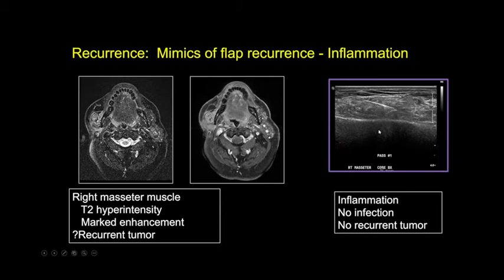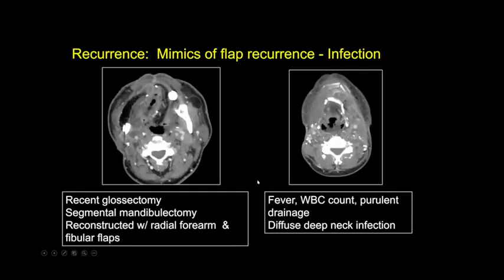It's so easy for us to prove it is or isn't. It's very superficial. Use some ultrasound guidance, get a number of samples, say from the muscle, maybe a couple samples here from the edematous and dirty fat, and this was all inflammation with no infection or no recurrent tumor. Infection is the second potential mimic.